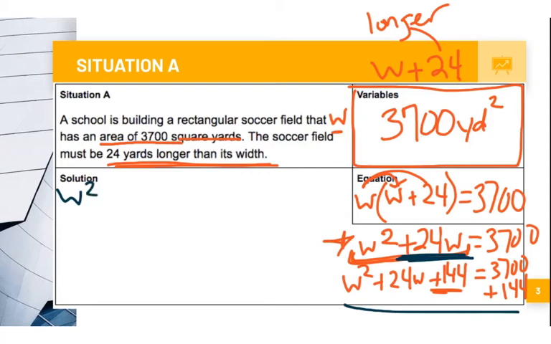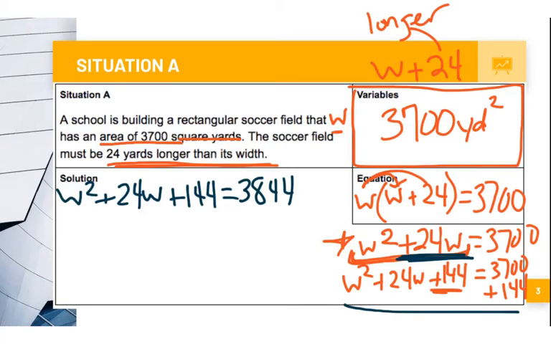So W squared plus 24W plus 144 equals, and now 3,700 plus 144 is 3,844. Okay, cool. All right, so if you happen to have done this with a different method, that's fine. Just follow along and make sure that you get the right answer. All right, so W squared plus 24W plus 144. Remember, this is my perfect square trinomial.